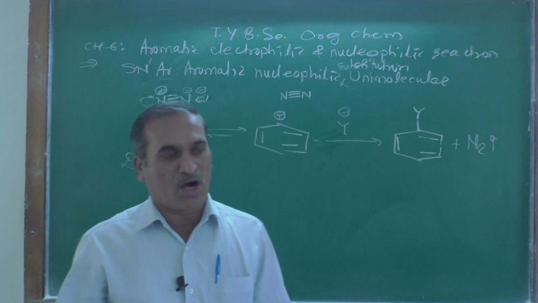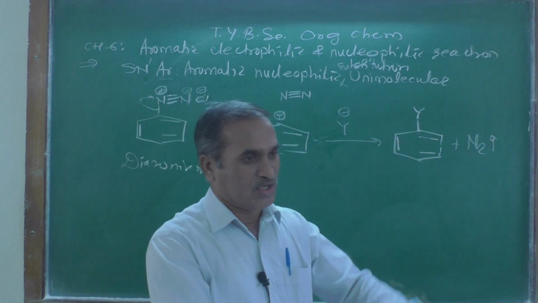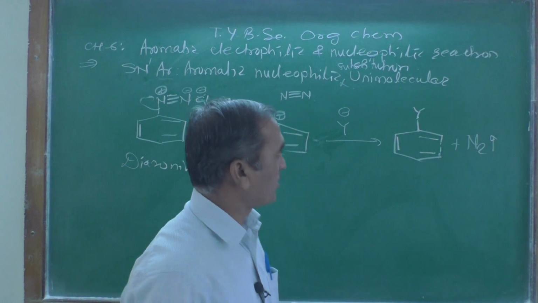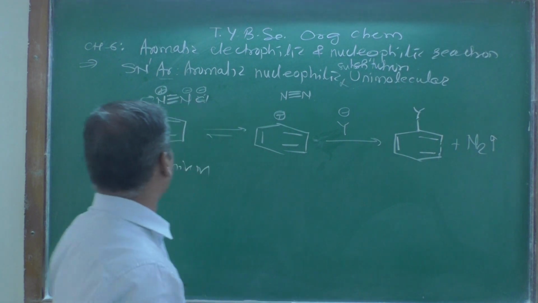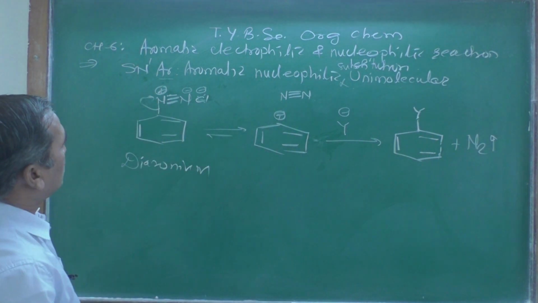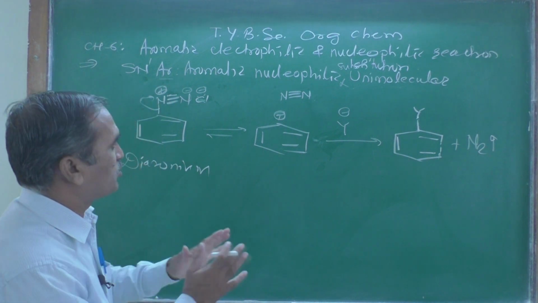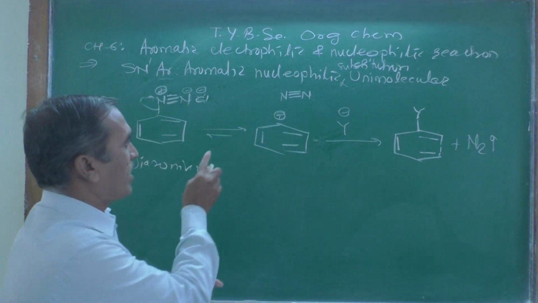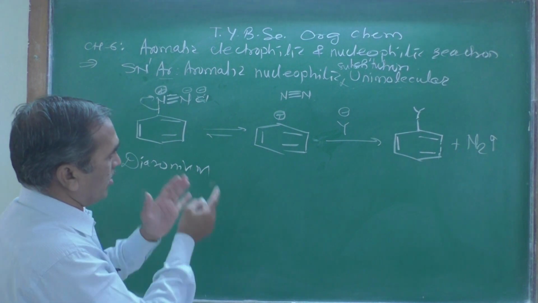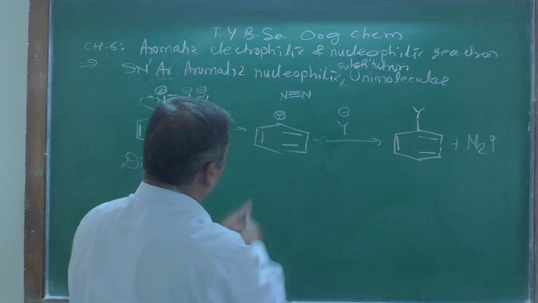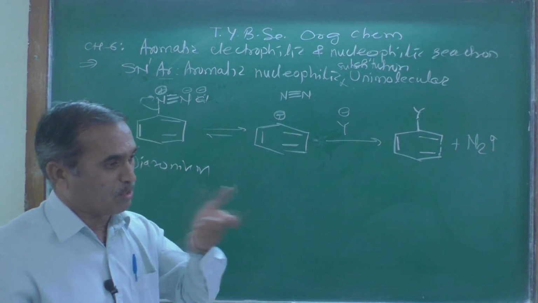It goes in the atmosphere. As we know, the percentage of nitrogen in air is nearly 78%, and therefore this type of reaction is called SN1 Ar, meaning aromatic nucleophilic substitution reaction, where the nucleophile attacks the benzene ring and we get a monosubstituted benzene. Here also this shows a similarity with ipso-type substitution.